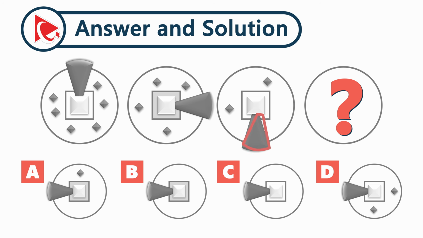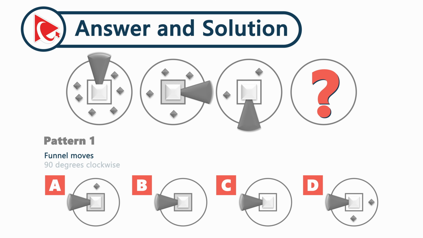I think you got it. It should point at 9 o'clock, right? But if you look at the answer choices, choices A, B, C, and D all point the funnel to the 9 o'clock position. Not much help there, right? But let's keep looking so we can find the next pattern.